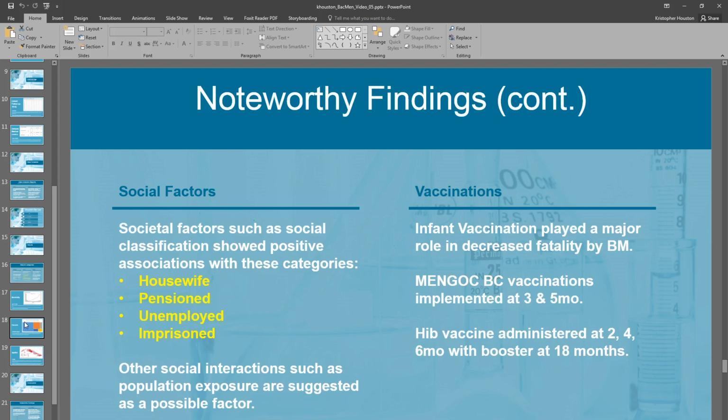And vaccinations, this of course plays a major role. The meningococcal bacterial vaccination, which is implemented at 3 months and 5 months old, as well as the HIB vaccine, which is administered at 2, 4, and 6 months old, with another booster shot at 18 months old.